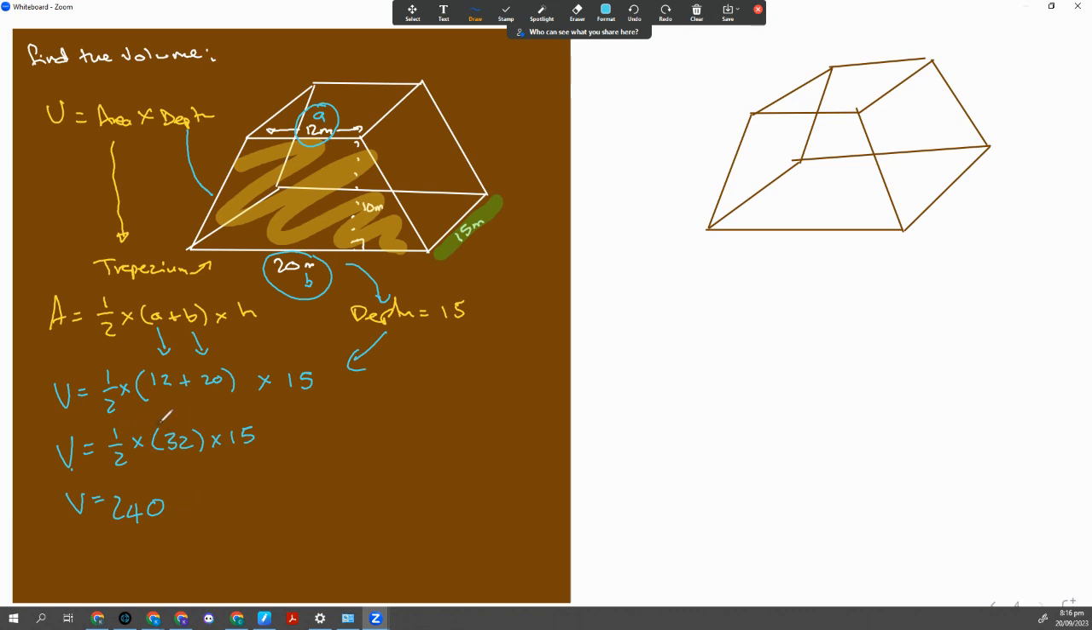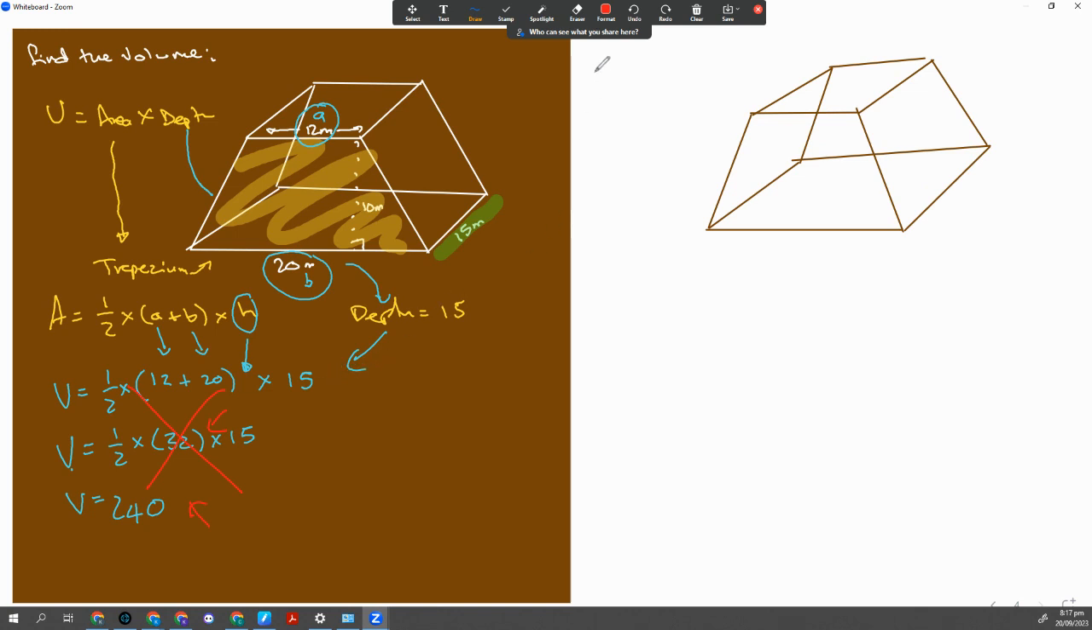This part over here is meters squared, right? But I'm missing something here. I'm missing the height. Can you see I didn't put the height in there? So this is going to be completely wrong because I didn't get the height in there. All right, so there's an error there.